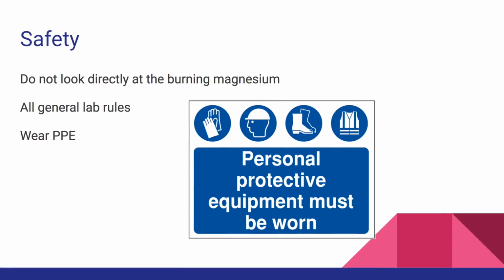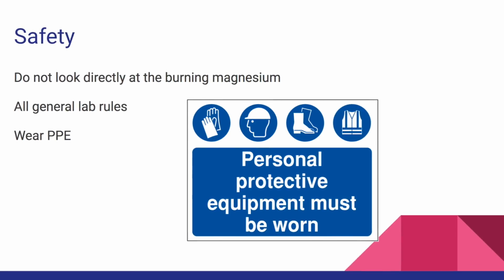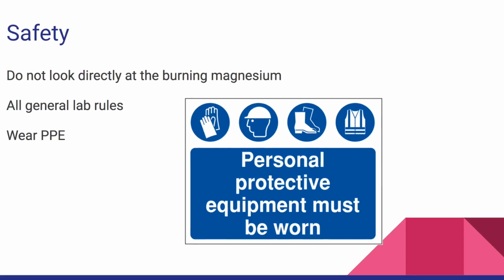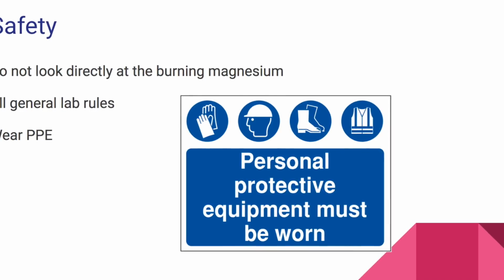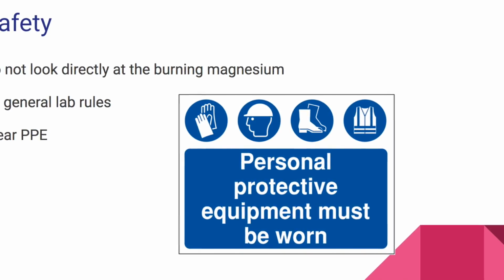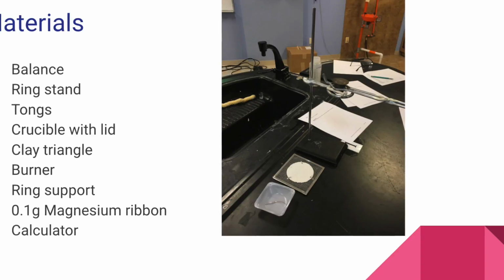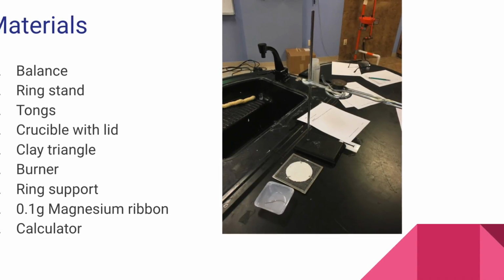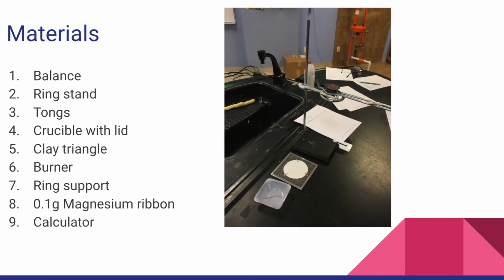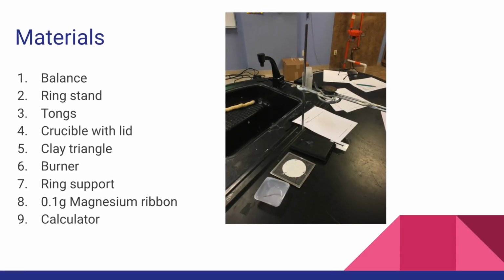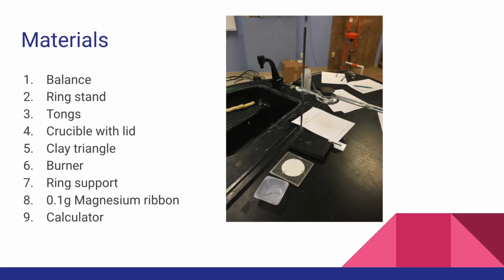We applied all general lab rules into this experiment like we should. We also wore our safety equipment that was assigned to us, and we did not look directly at the burning magnesium. The materials that we used were a balance, spring stand, tongs, crucible with lid, clay triangle, burner, ring support, and 0.1 grams of magnesium ribbon in the calculator.